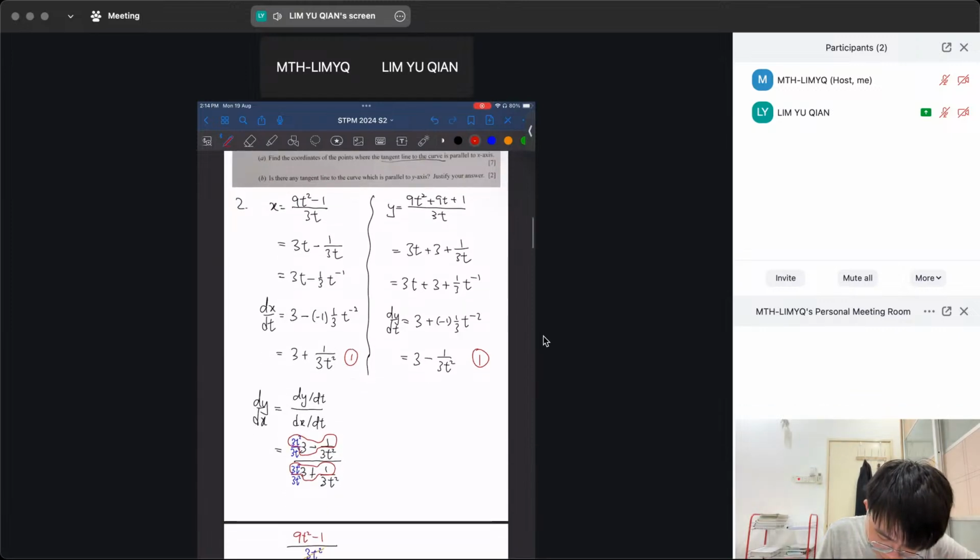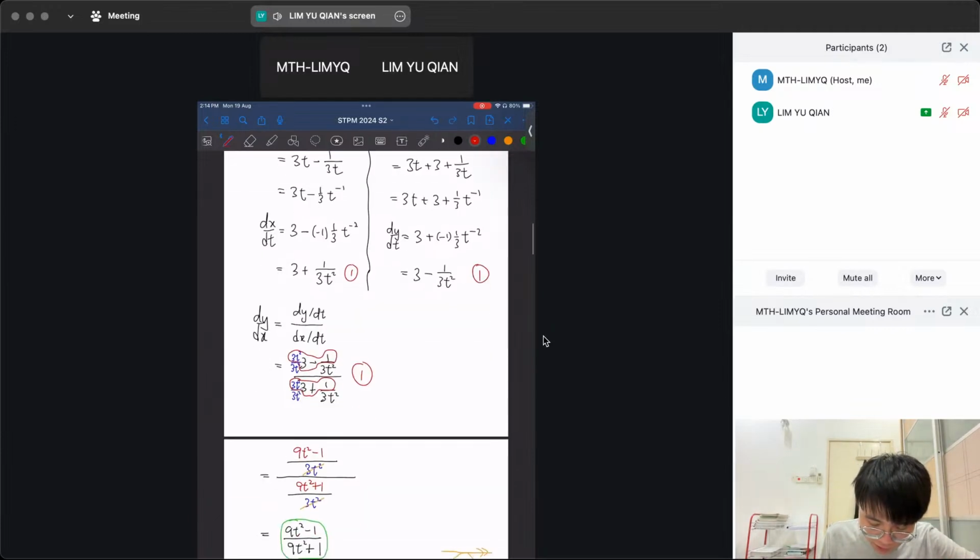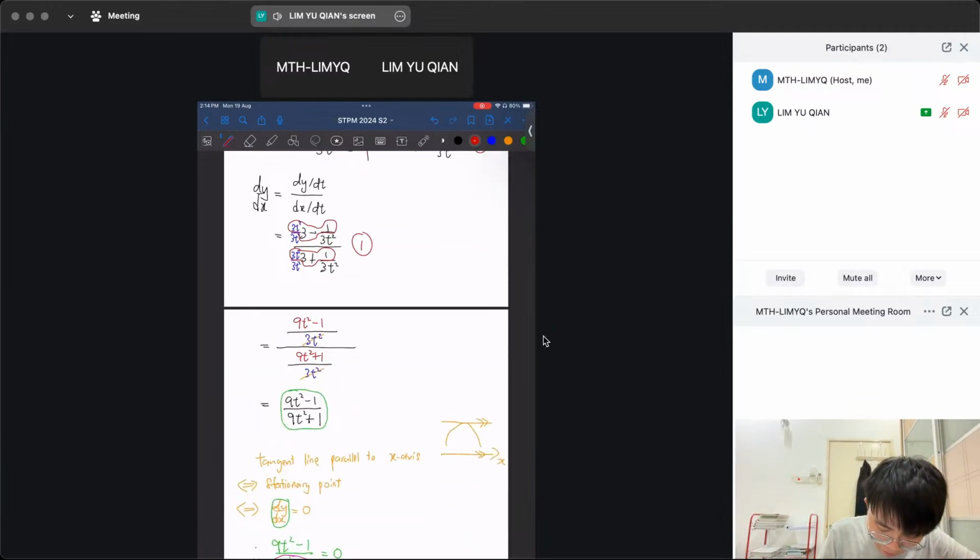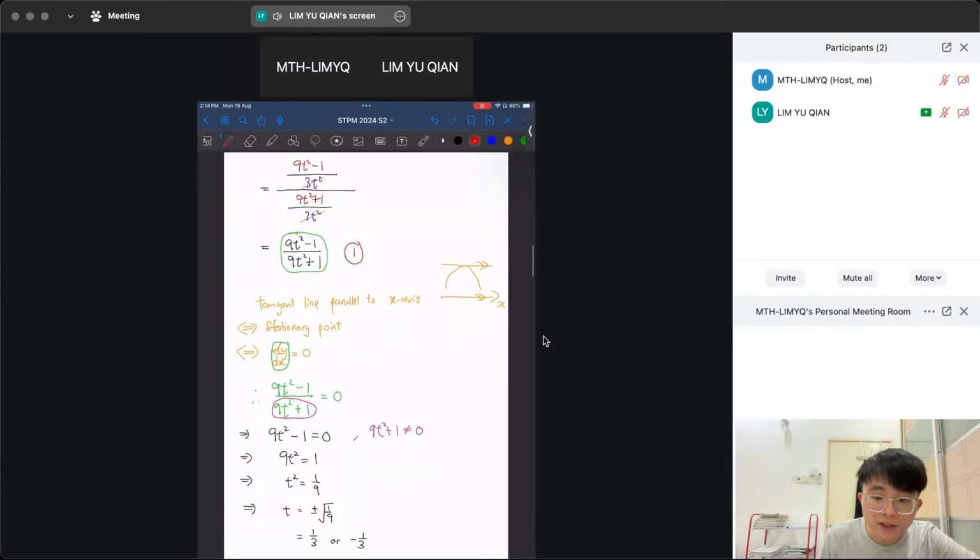If you know this one, if you divide them, dy/dt over dx/dt, there will be 1 mark, and then you can simplify, there's another 1 mark. And if you can recognize that the tangent line parallel to the x-axis means a stationary point, and dy/dx equal to 0, there will be another 1 mark. Or if you write this equation, there will be another 1 mark.